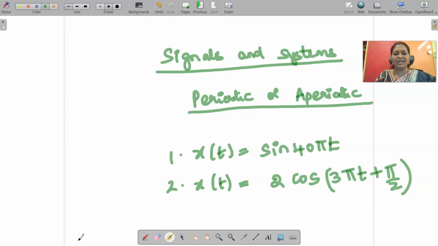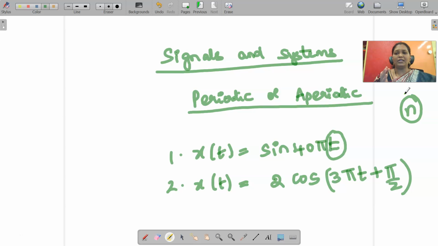And generally, whenever we take a continuous time signal, how do we say that it is a continuous time signal? Whenever it is denoted by small t. A discrete time signal we represent as n. So here we are considering two examples of a continuous time signal.